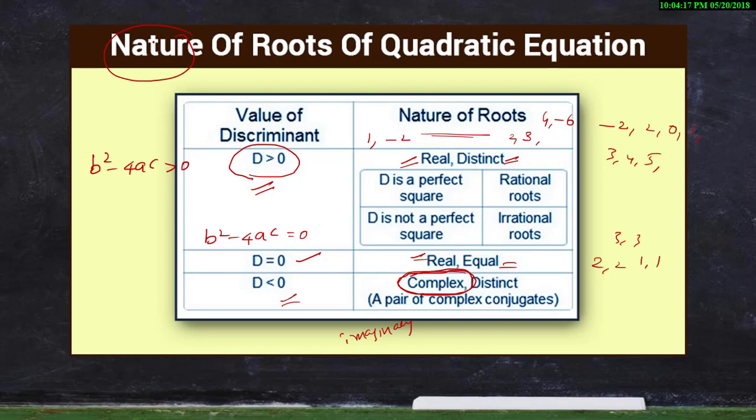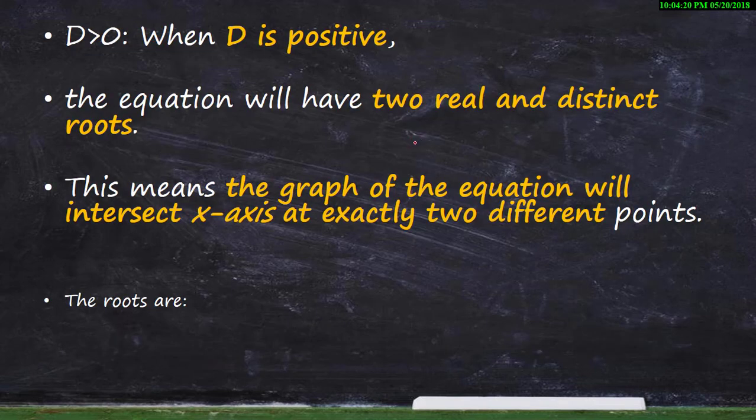Now we'll move on to the next topic. See here, when D is positive, that means when the discriminant is greater than 0, the equation will have two real and distinct roots, right? This means the graph of the equation will intersect the x-axis at exactly two different points.